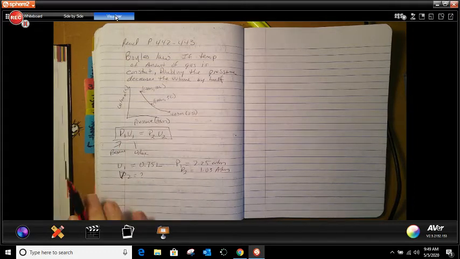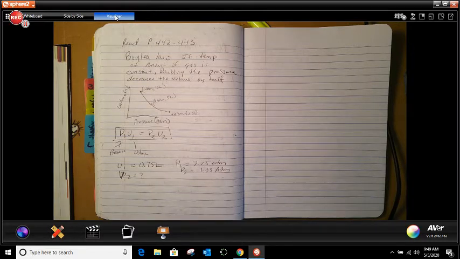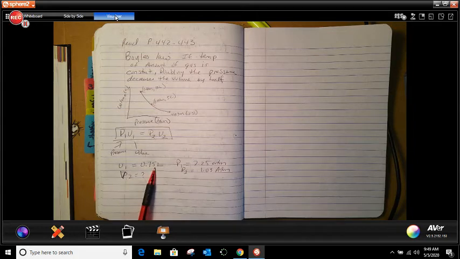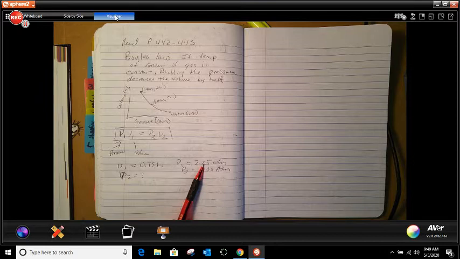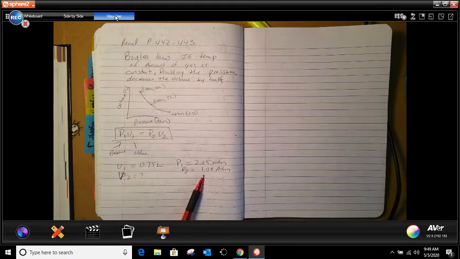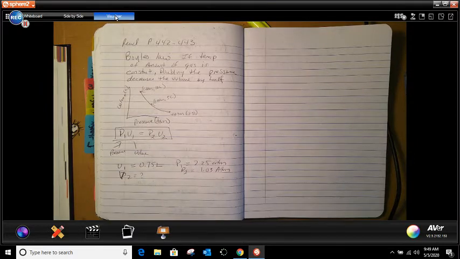The practice problem tells us that a diver blows a 0.75 liter bubble, that is how much volume, 10 meters under the water. Don't care about where he was. As it rises to the surface, the pressure goes from 2.25 atm to 1.03 atm. What is the volume of the bubble at the surface?